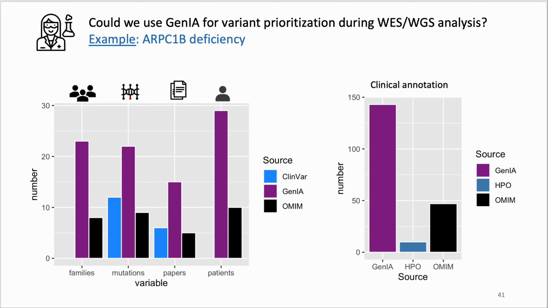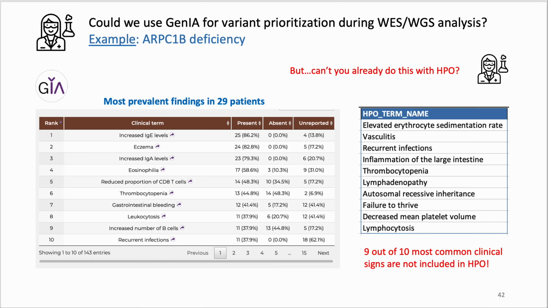Can we also use GenIA for variant prioritization if we're analyzing exomes and genomes? So because of the dimensionality of data that is provided, you can see that we have significantly more families, more variants, more papers, and more patients cataloged in GenIA for any given condition than either OMIM or ClinVar. And you can see that our clinical annotation is more thorough and complete than either HPO or OMIM is able to provide. Just as an example of this, for ARPC1B deficiency, we've listed here the most prevalent findings in the 29 patients that we've thoroughly curated in the literature. And you can see that this is not something looking in HPO would have been able to provide, as 9 of the 10 most common signs are actually not even included.